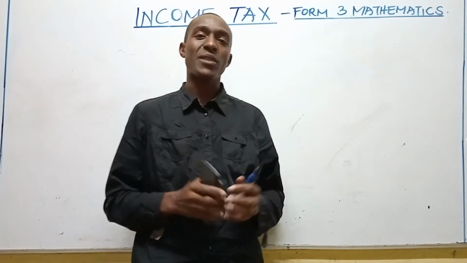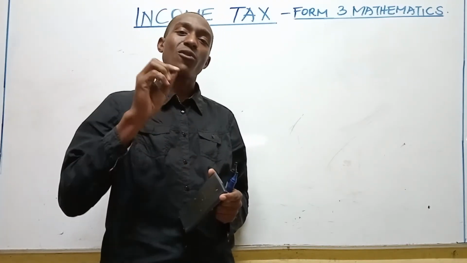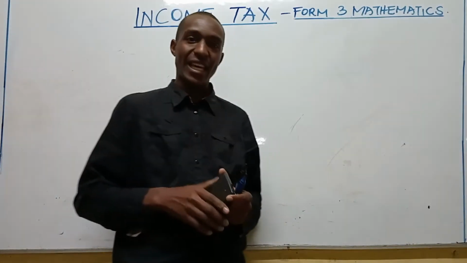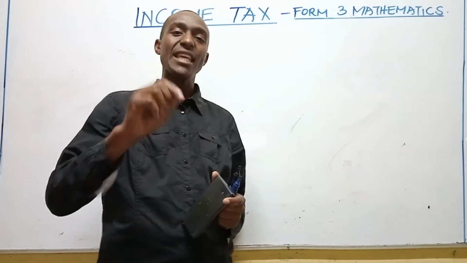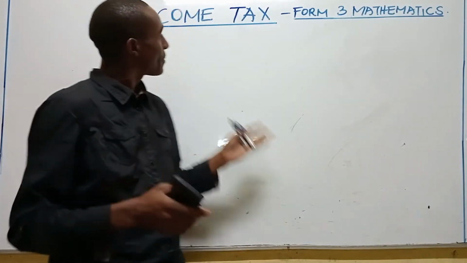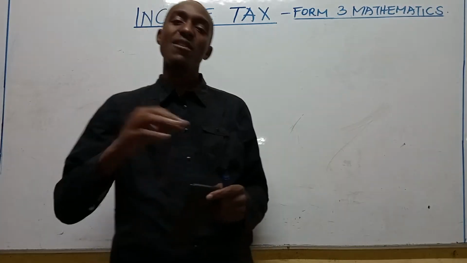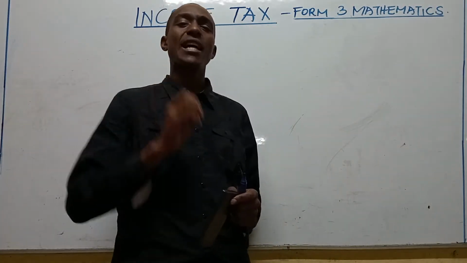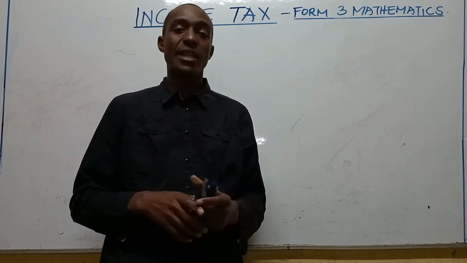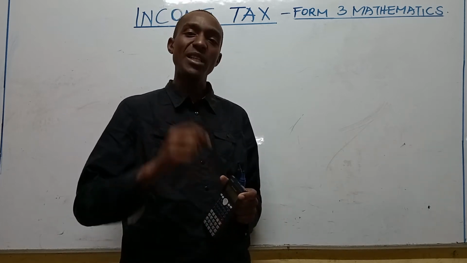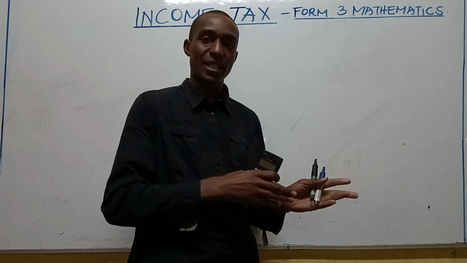We are now moving on to Form 3 and we shall do a very interesting part of commercial arithmetics. We are in the tail end of this chapter called Income Tax. Income tax is the main source of revenue for a given nation. People that are employed by the government or even in the private sector have a responsibility, especially in Kenya, to give taxes to its government.